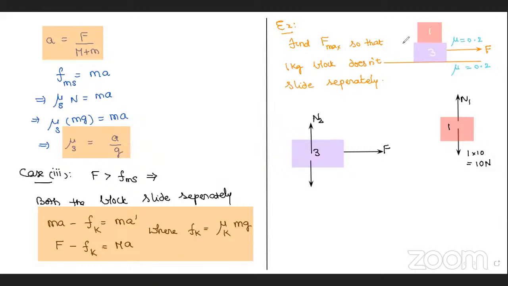On the upper block, normal reaction at the upper surface of the 3 kg block, normal reaction is equal to 1 into g. Is it correct? mg. One by one you answer. Is it correct or wrong? Now Deepali, able to hear? Yes, good. Next, number 2. Coming to the lower block, on the floor, N2, total normal reaction. So total normal reaction balanced by mg.